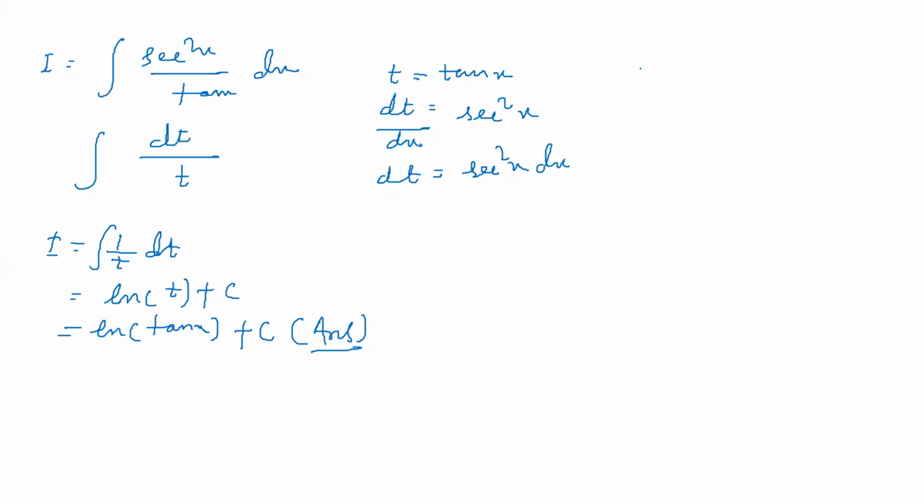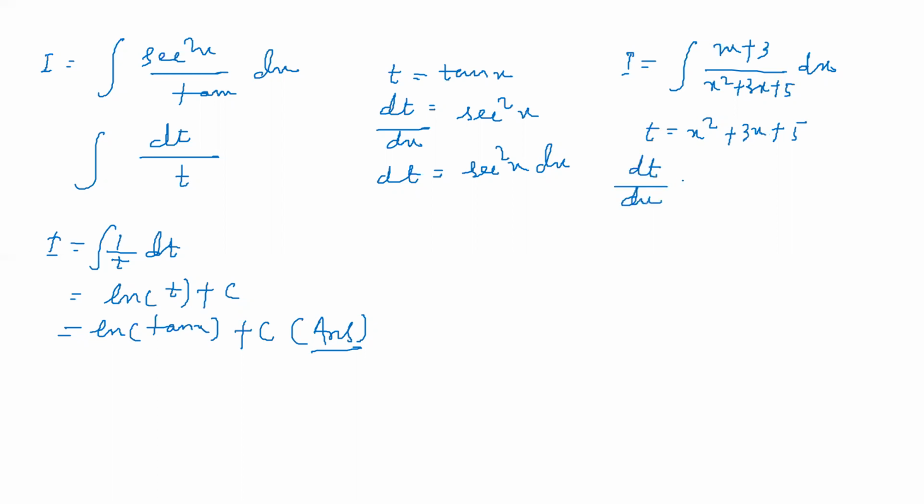The second question was I is equal to integration of 2x plus 3 divided by x square plus 3x plus 5 dx. Let's take t is equal to the denominator part. Let's take t is equal to x square plus 3x plus 5. If I find dt by dx, students, then obviously I will get 2x plus 3. And then dt will be equal to 2x plus 3 whole into dx.